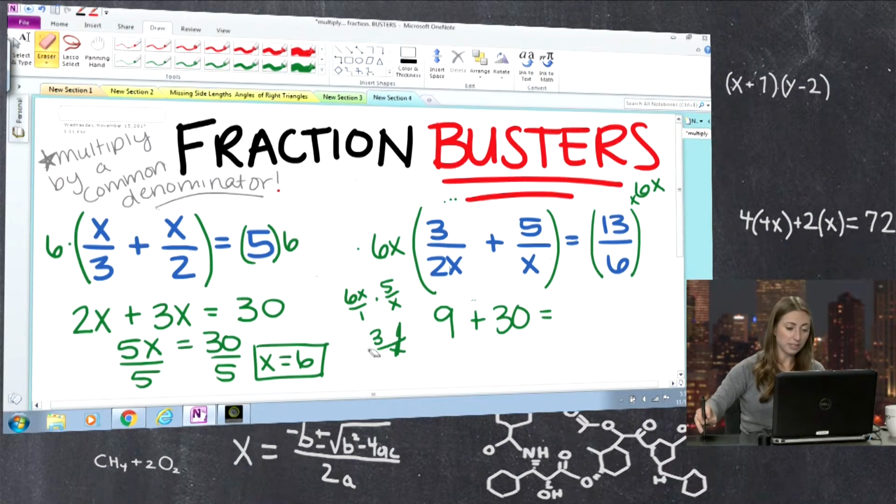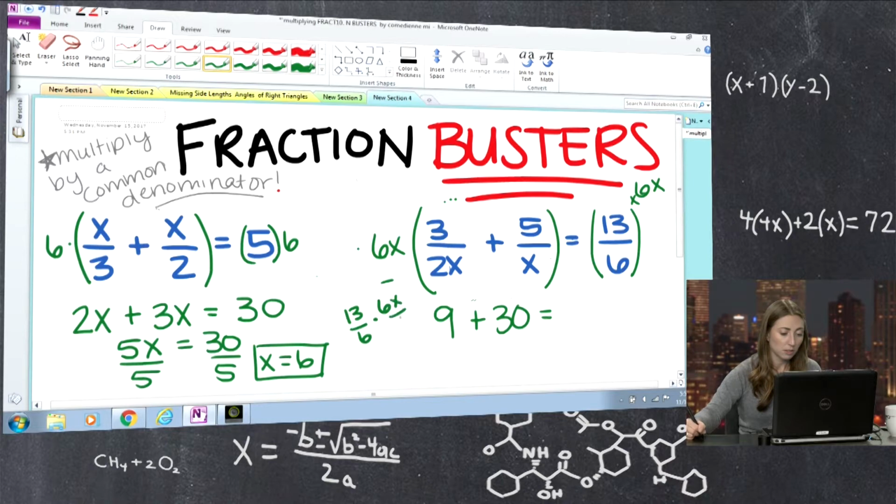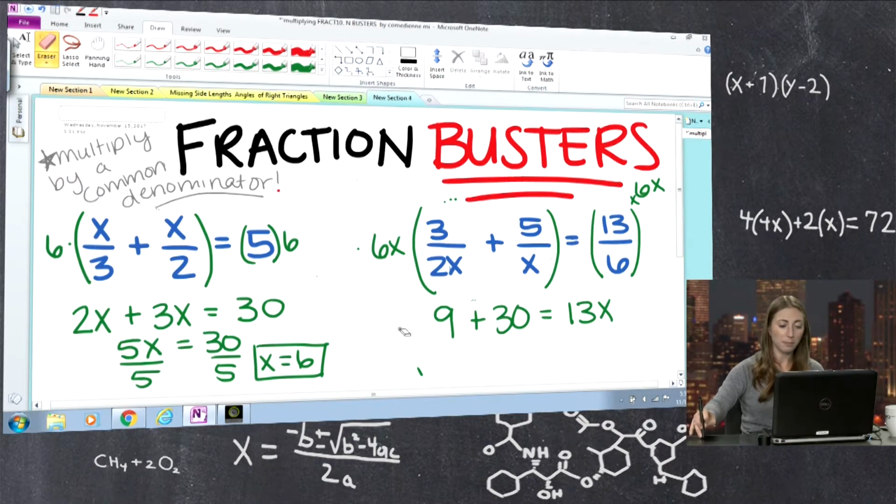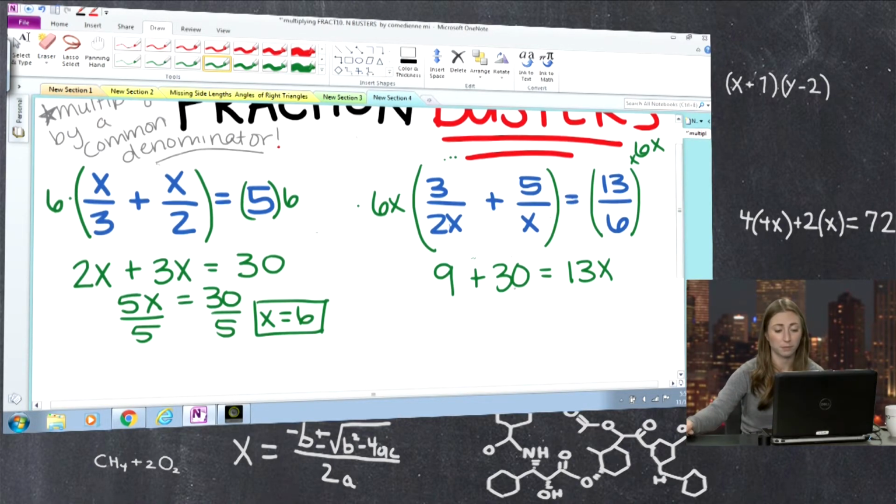Last one, on the right side, we have 13 over 6 times 6x. And we can cancel our 6's, and I can show you why we can do that in another episode. But we can cancel our 6's, and we end up getting 13x over 1, which anything over 1 is just itself, right? So on the right side, we have 13x. So we've busted our fractions again. Essentially, by multiplying by that common denominator, we've gotten rid of them completely, and we have a much simpler equation.